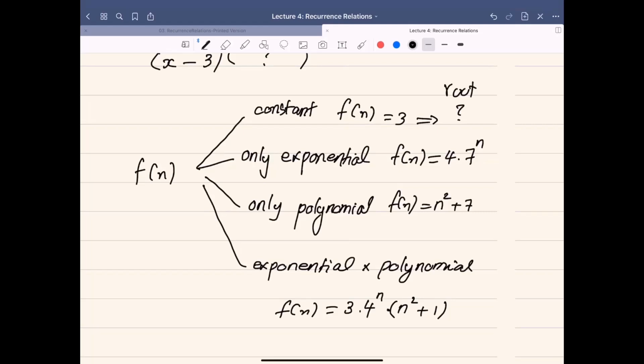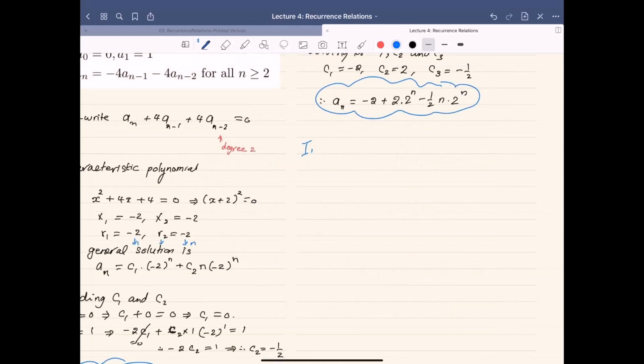Any other functions, then we must find a different way to find a solution for non-homogeneous recurrence relations.